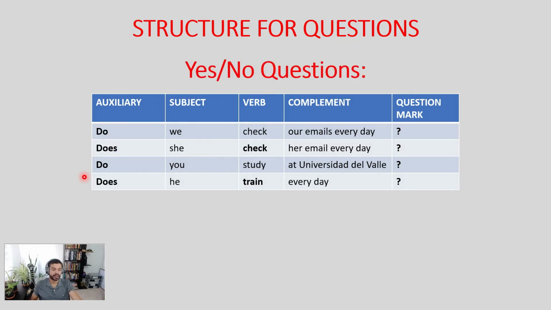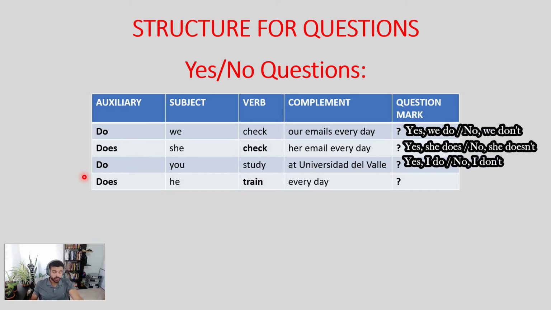These questions are yes/no questions because all the answers to these questions could be either a yes or a no. Do we check our emails every day? Yes, we do. No, we don't. Does she check her email every day? Yes, she does. No, she doesn't. Do you study at Universidad del Valle? Yes, I do. No, I don't.